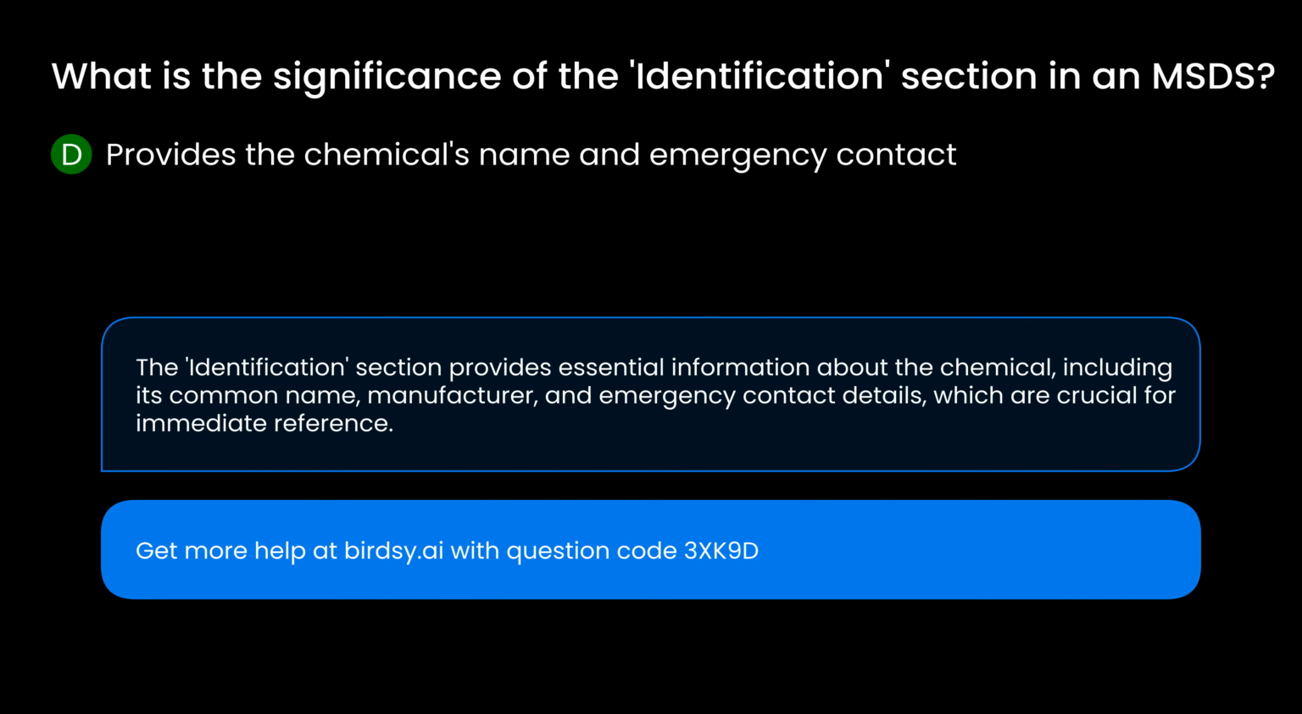The identification section provides essential information about the chemical, including its common name, manufacturer, and emergency contact details, which are crucial for immediate reference.